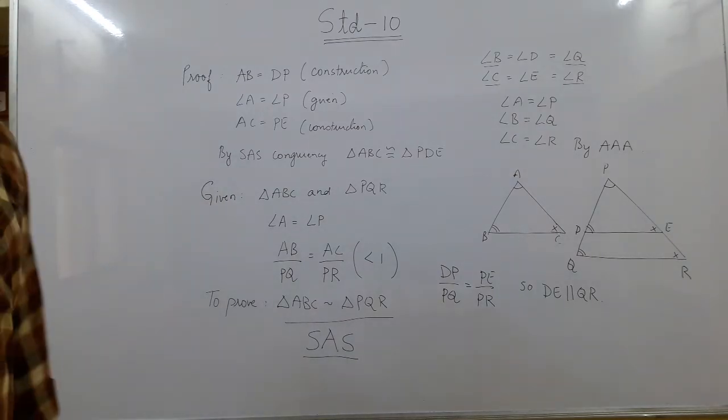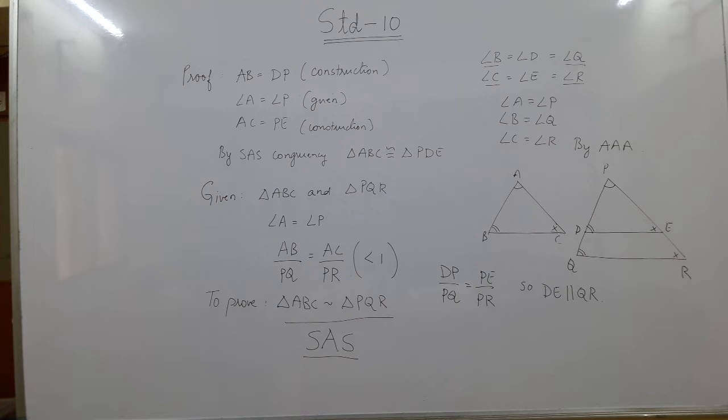So which are the theorems we did today? We did the AAA criterion. If the corresponding angles of two triangles are equal, the triangles are similar. From that we shortened down to the AA axiom also, the AA criterion for similarity. And today we have done the third one, the SAS, side angle side.